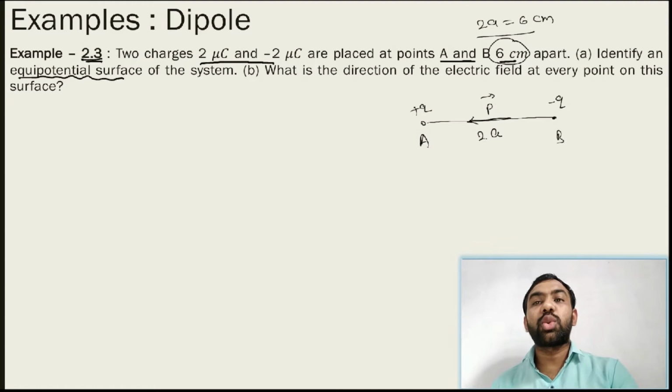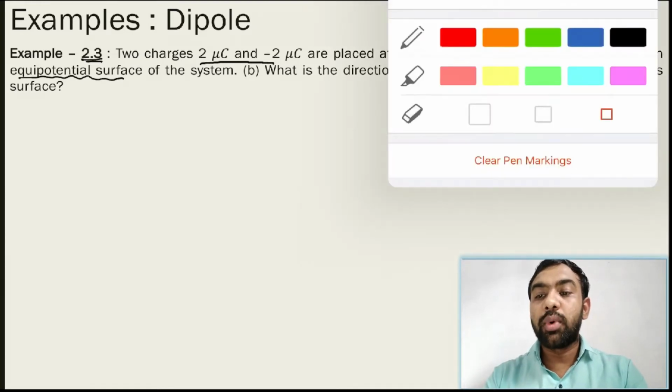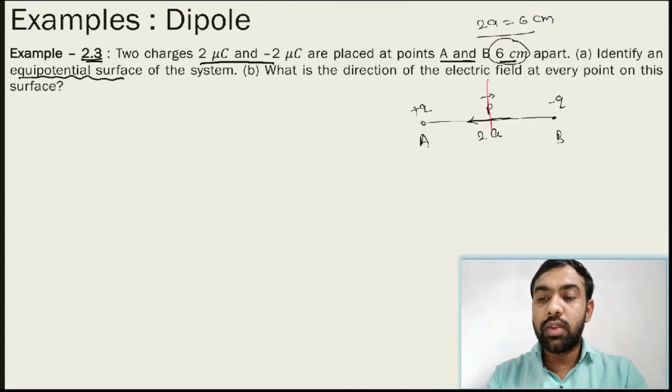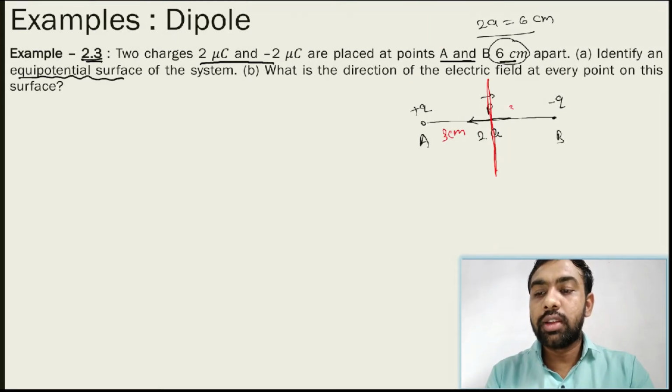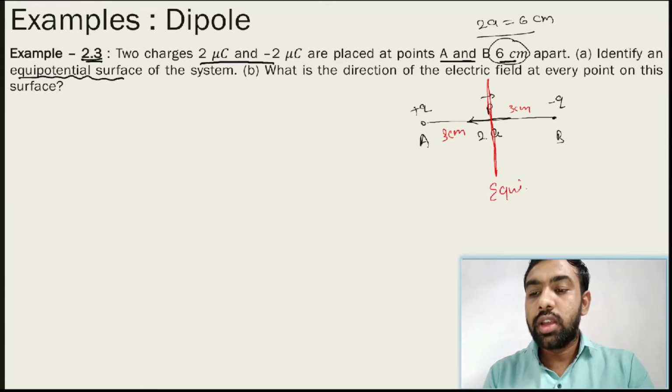This is the construction of the dipole. For a dipole we get this answer if you draw the equatorial plane, 3 centimeters and 3 centimeters. What is this actually? This is the equatorial plane.